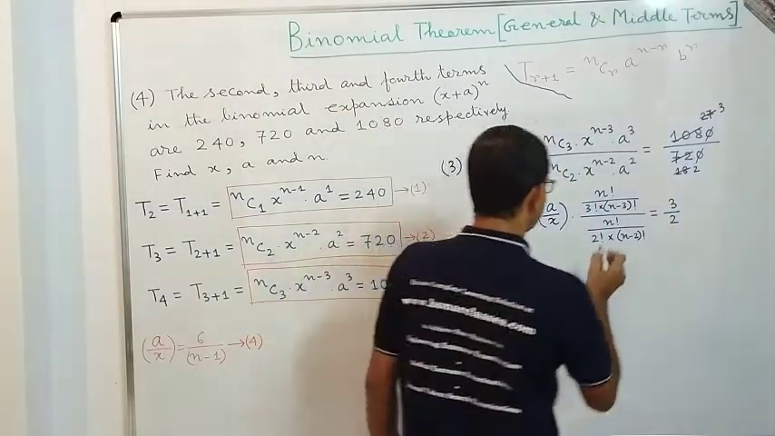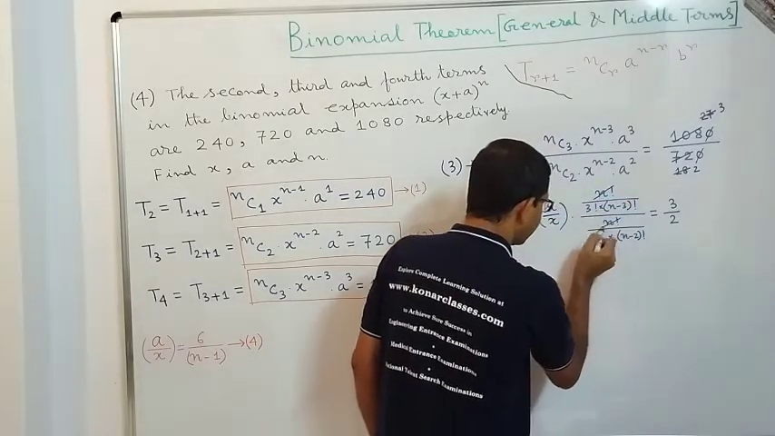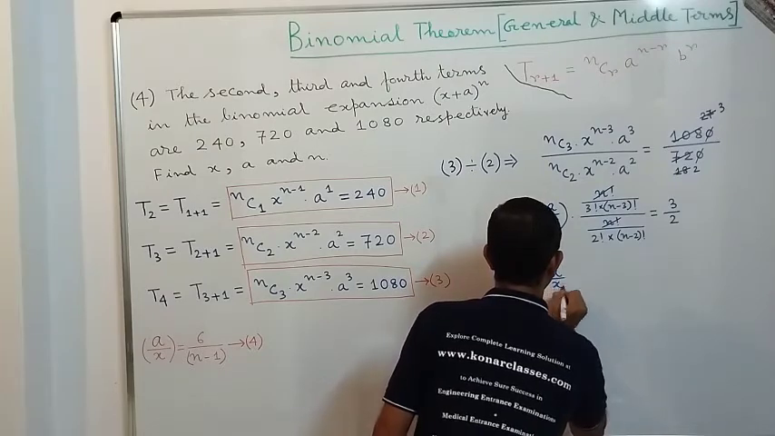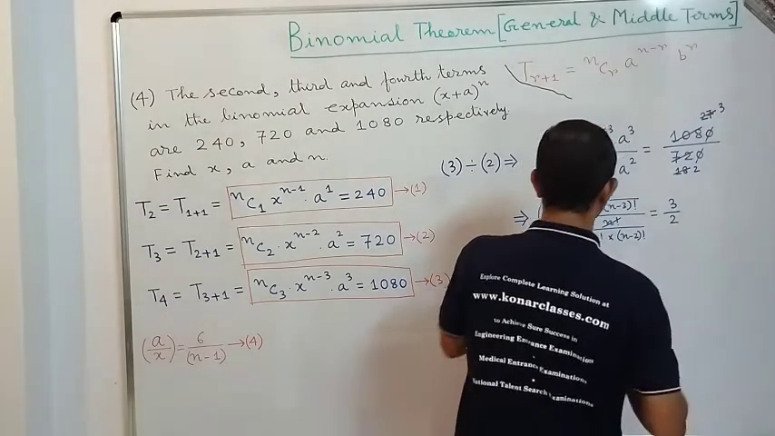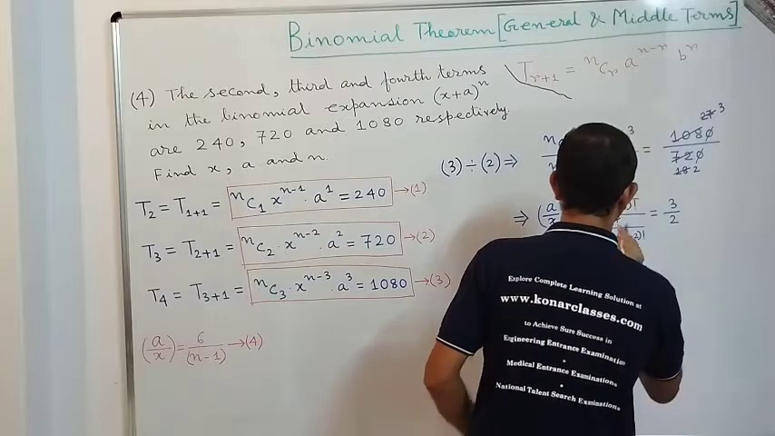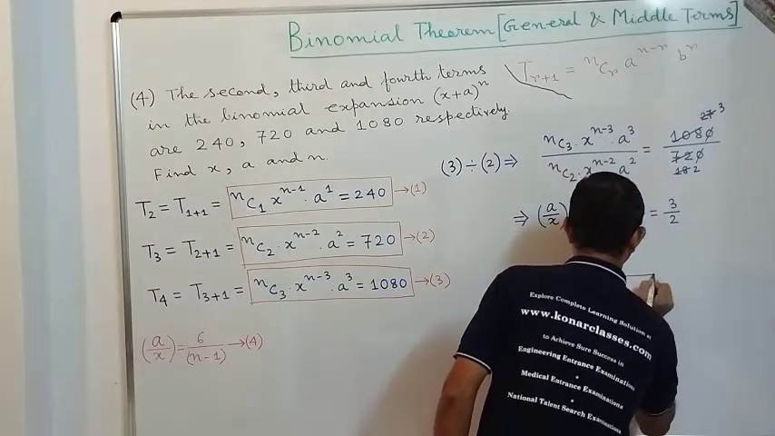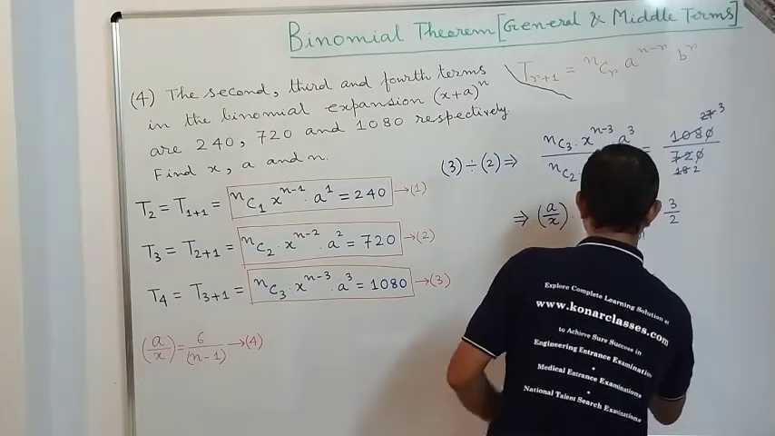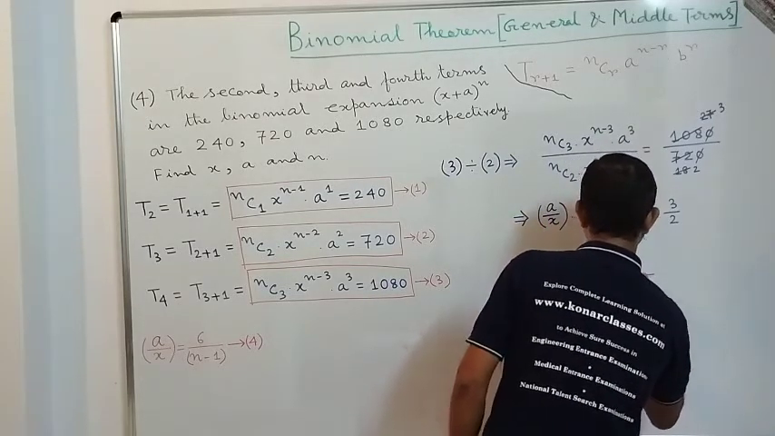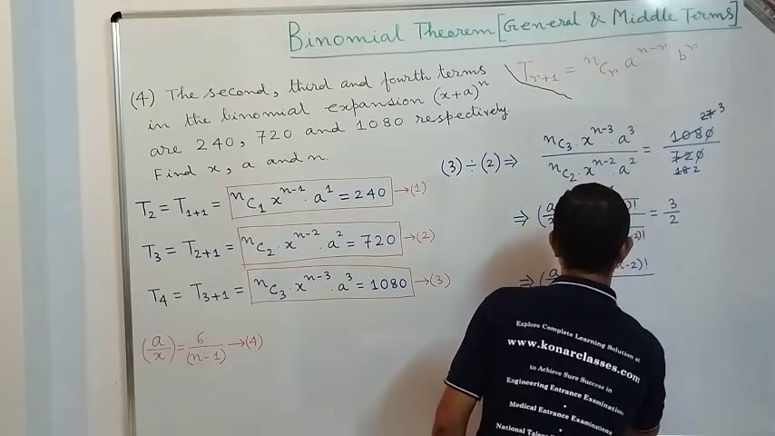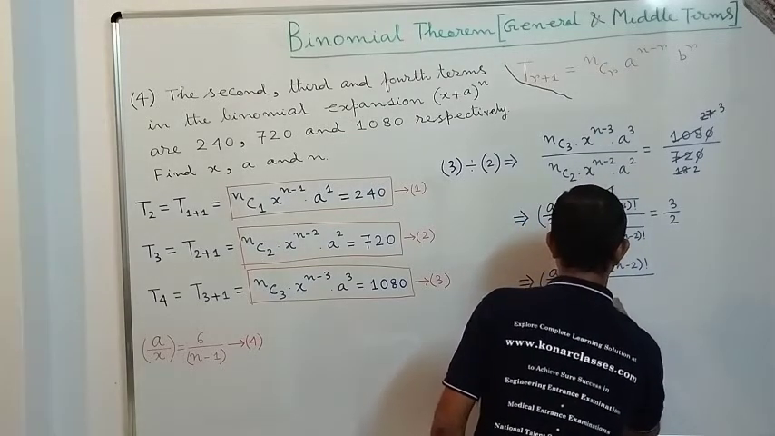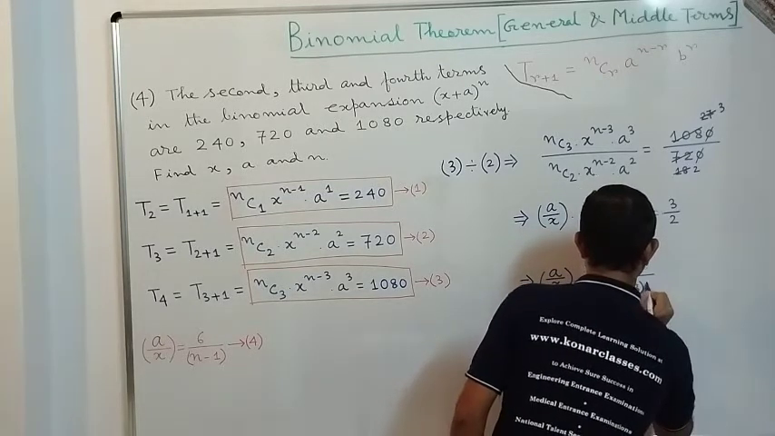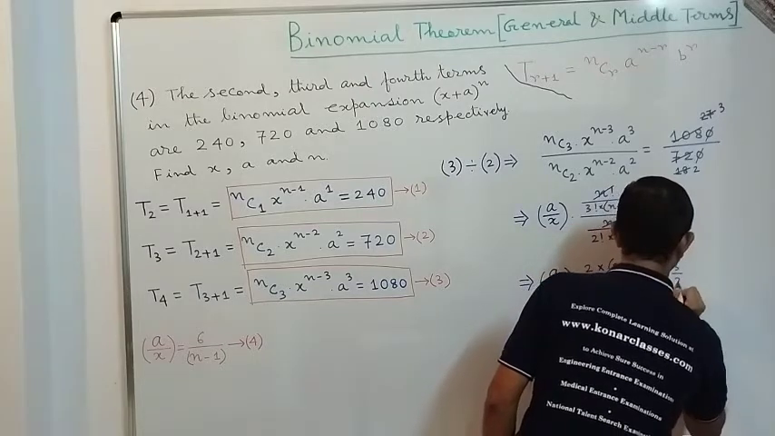Now, dear students, n factorial and n factorial will get cancelled. So from here this is equal to a by x into 2 factorial into n minus 2 factorial. So that is equal to what, dear students? We get 2 factorial, that is 2, into n minus 2 factorial, and in the denominator 3 factorial, which means 6, into n minus 3 factorial. So that is equal to 3 by 2.